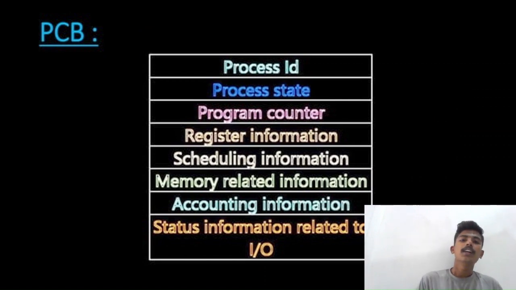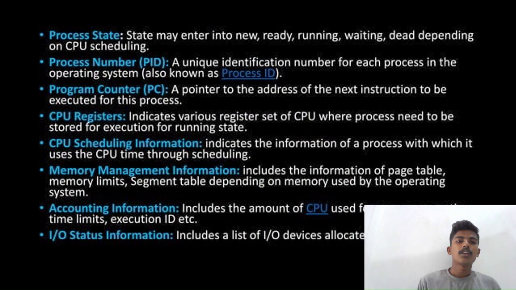So this is the structure of the process control block. First one is process ID. The second part is process state, and then process counter, register information, scheduling information, memory related information, accounting information, and status information related to input or output. Now let us see about each part.